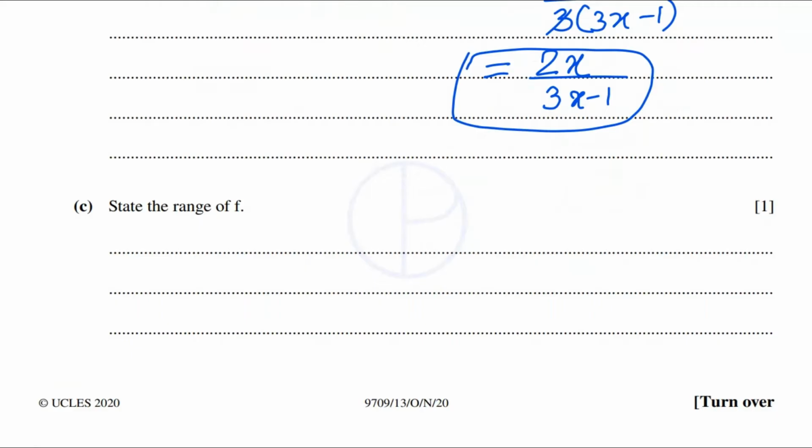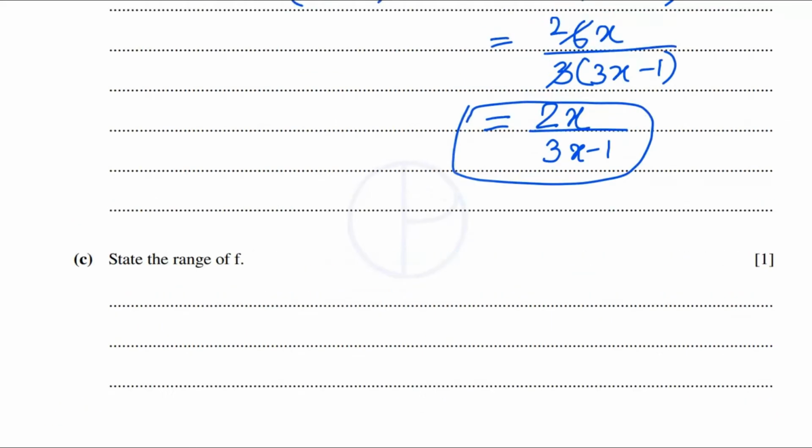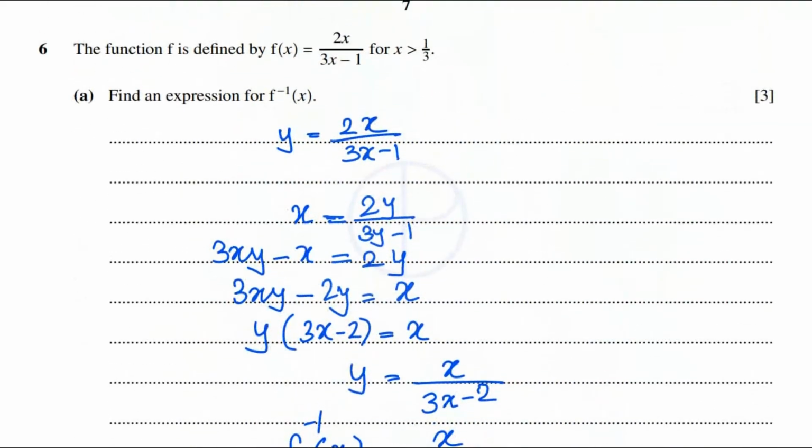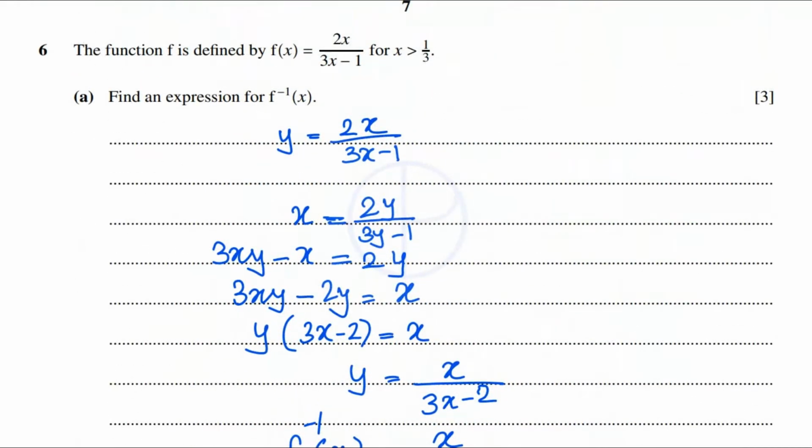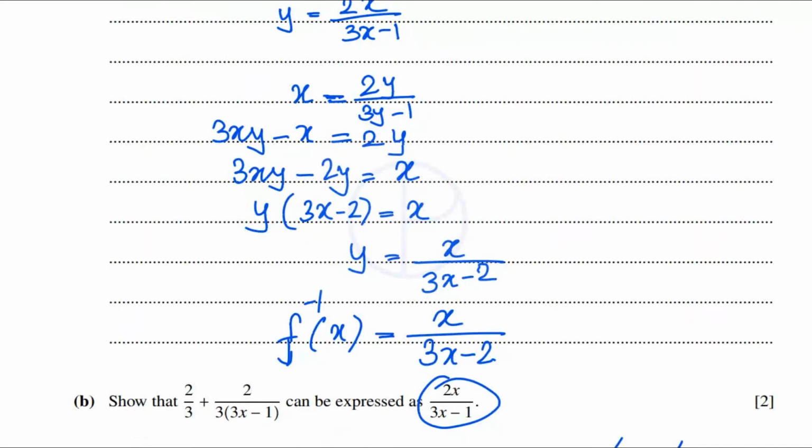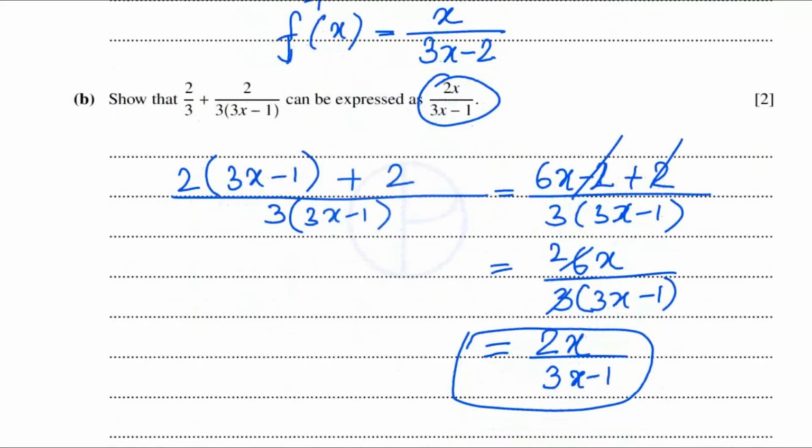Next, the C part of the question is, state the range of f. The function f of x is given as 2x divided by 3x minus 1 for x is greater than 1 over 3. When you substitute 1 over 3 in the denominator, we are getting 0. Okay, let's find out how to solve this.